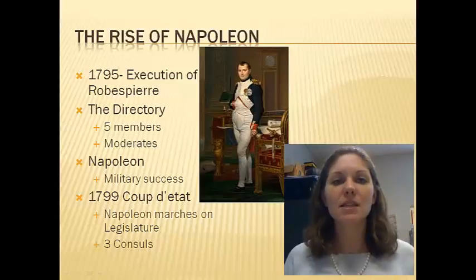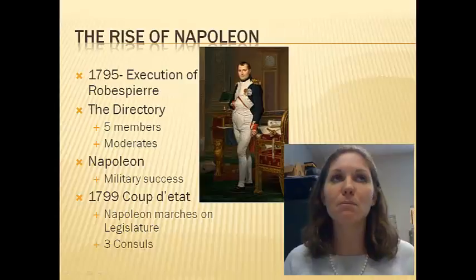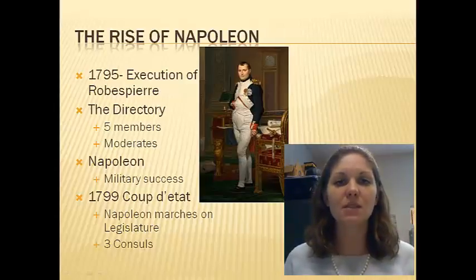So in 1799, Napoleon stages this coup d'etat. He takes power. He marches his troops onto that legislative body that was set up under the Directory, and he makes them take a vote. A ton of them flee the legislature, but the ones that stay vote to dissolve the Directory.